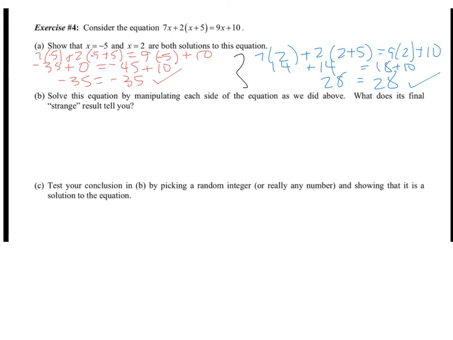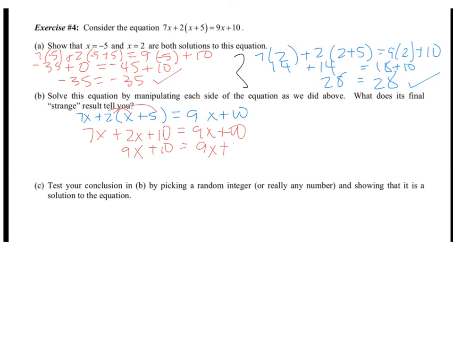Solve by manipulating each side of the equation as we did above. So we're going to go through and solve for x to see what happens. So I have 7x plus 2 times x plus 5 equals 9x plus 10. Distributive property, so I have 7x plus 2x plus 10 equals 9x plus 10. So I have 9x plus 10 equals 9x plus 10. Notice how I have the exact same thing on both sides. So what would happen if I moved 9x to one side and 10 to the other? I'm going to end up with 0 equals 0.